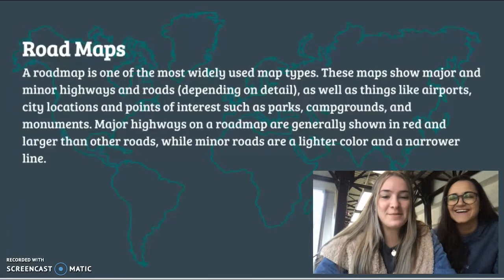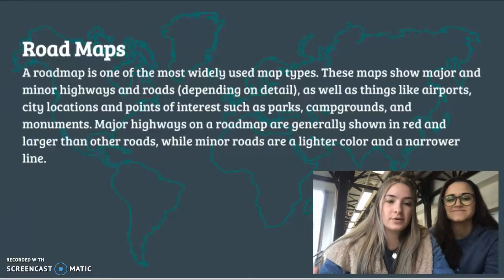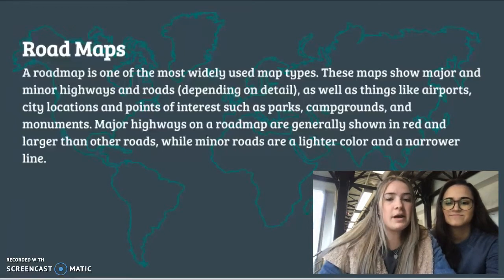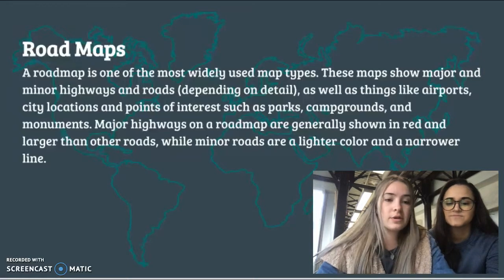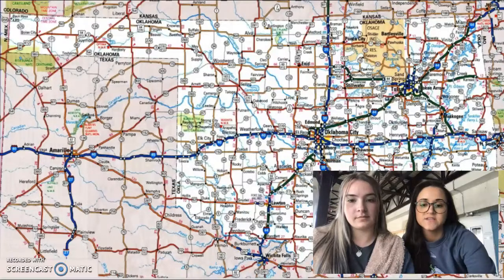Okay, so a road map is one of the most widely used map types. It shows major and minor highways and roads, as well as things like airports, city locations, and points of interest, such as parks, campgrounds, and monuments. Major highways on a road map are generally shown in red and larger than other roads, while minor roads are a lighter color and a more narrow line. You could see in this example of a road map, the major highways are seen in a dark blue or green color.